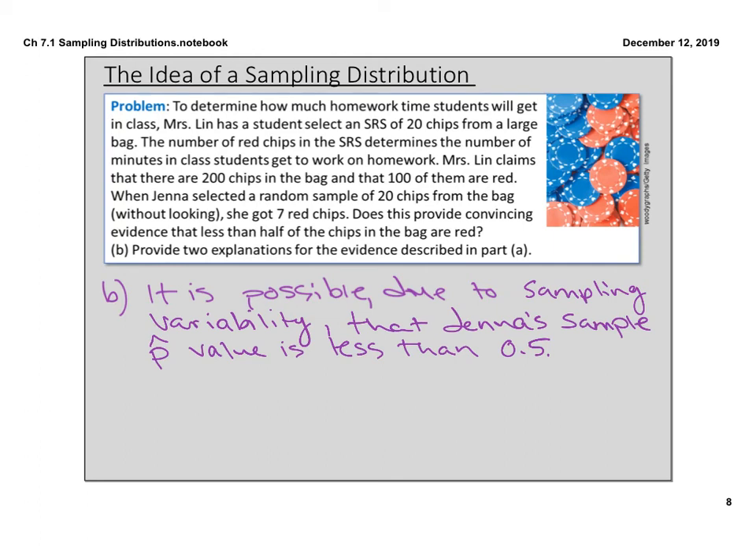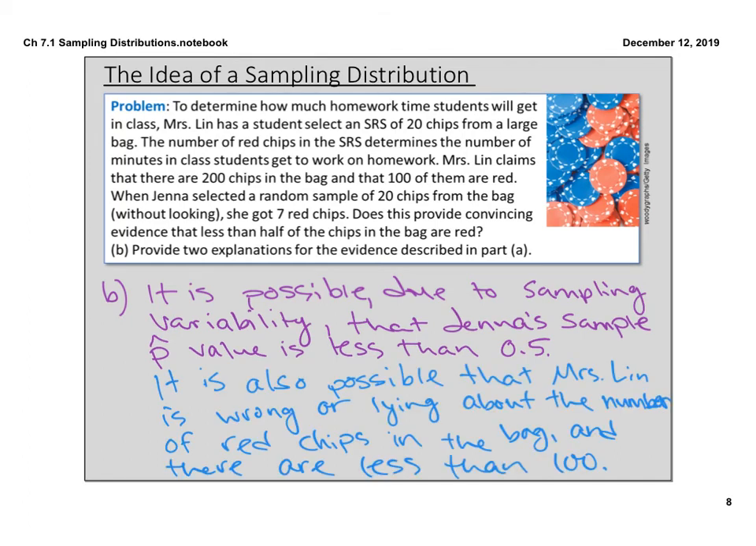Okay, so there's that first possibility, but the other possibility is the fact that Mrs. Lynn is either lying or has the wrong number of red chips in the bag. So that's your other scenario. So she could be wrong or lying about that number, and it could actually be less than 100.